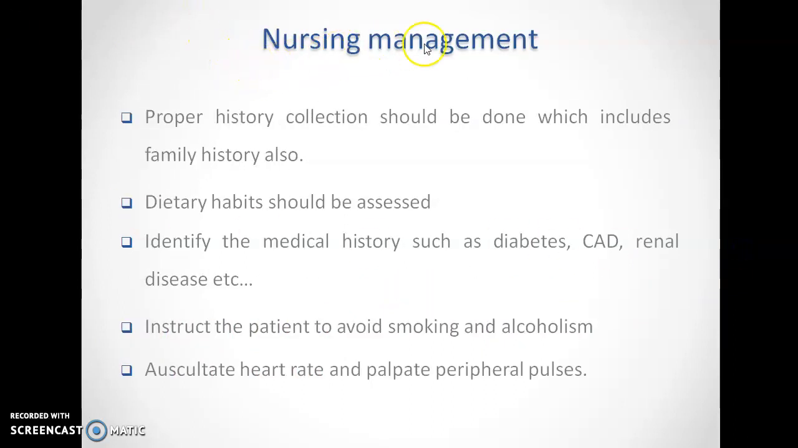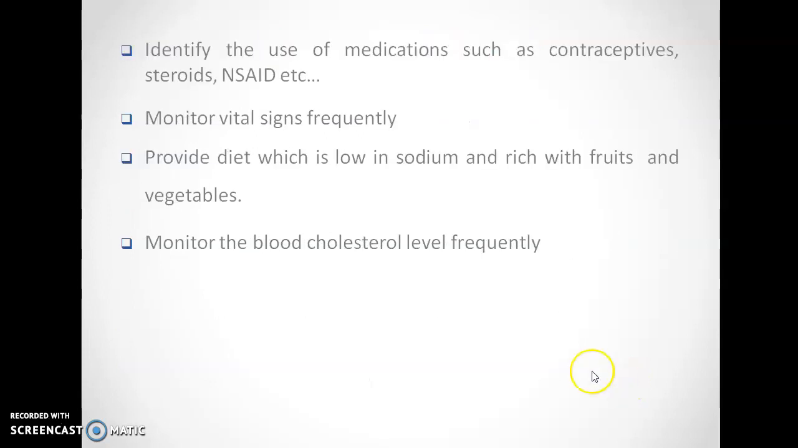So what is nursing management for hypertension? Proper history collection should be done, which includes family history also. Dietary habits should be assessed. Identify the medical history such as diabetes, CAD, renal diseases. Instruct the patients to avoid smoking and alcoholism. Auscultate heart rate and palpate peripheral pulses. These are the nursing management.